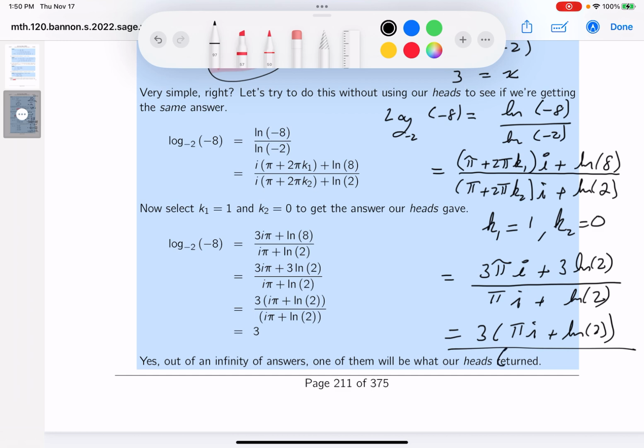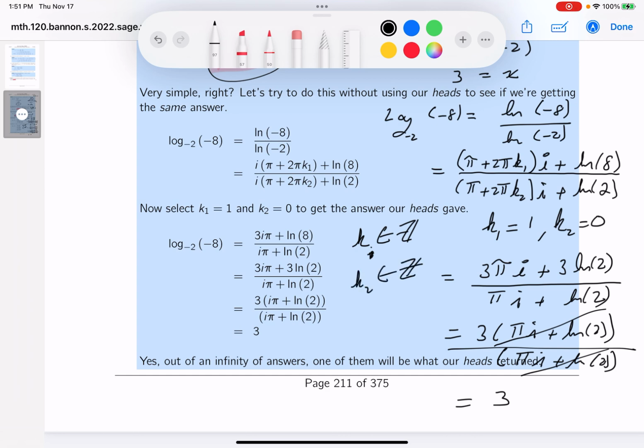And in bottom, I'm going to factor that. That's pi i plus the natural log of 2. And isn't that convenient? These cancel off, and we're left with 3, as we expected. But that's only one of the answers out of an infinity of the answers. Again, I want to remind you that the k's can be any integer. Maybe I shouldn't use i, by the way. k1 can be any integer, and k2 can be any integer.